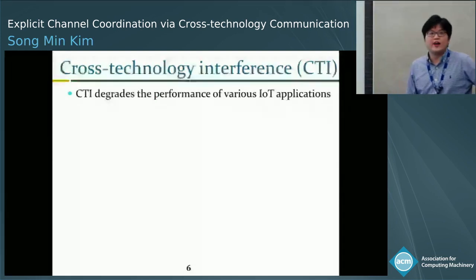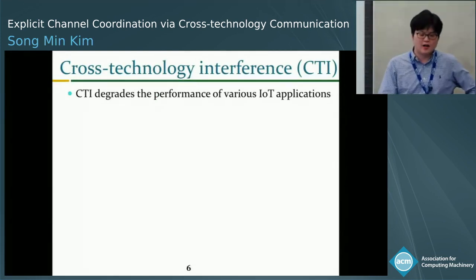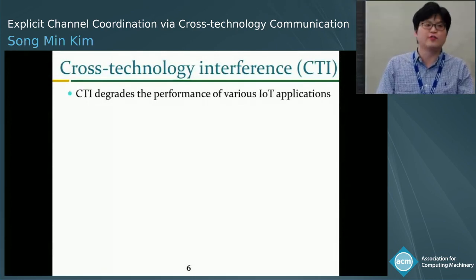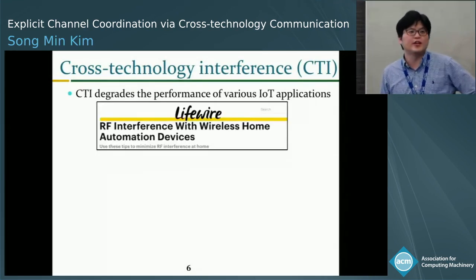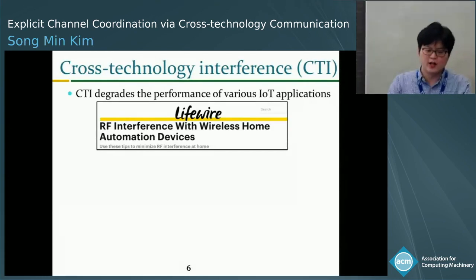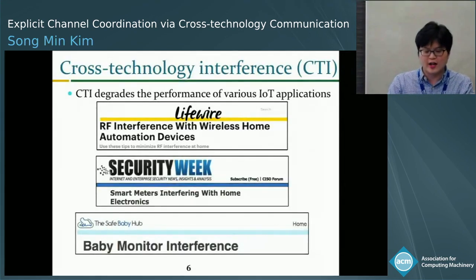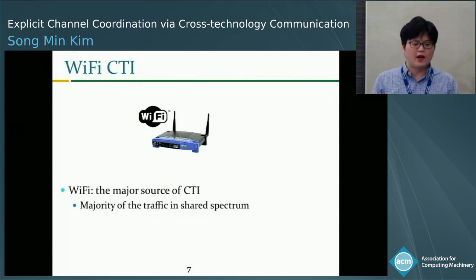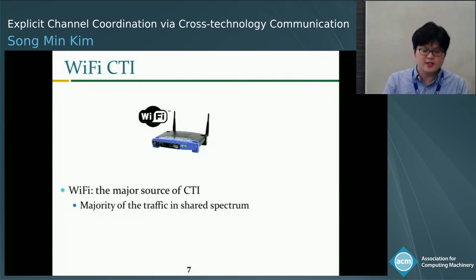However, one of the significant side effects of growing wireless technologies is the cross-technology interference, or CTI in short. We have seen CTI degrading various IoT applications, including smart home devices as well as baby monitors. This paper particularly focuses on Wi-Fi CTI. This is because Wi-Fi is the major source of CTI these days, because the majority of the traffic in shared spectrum is Wi-Fi.